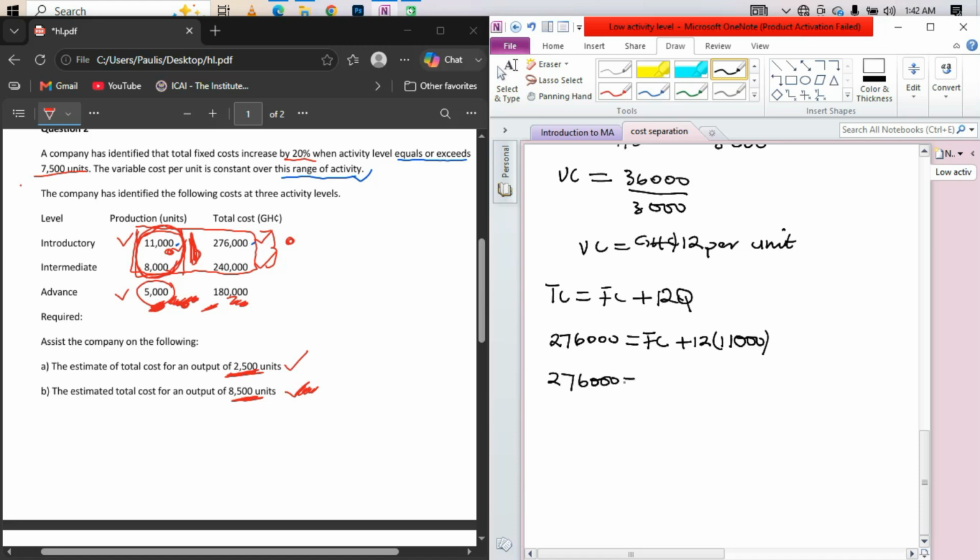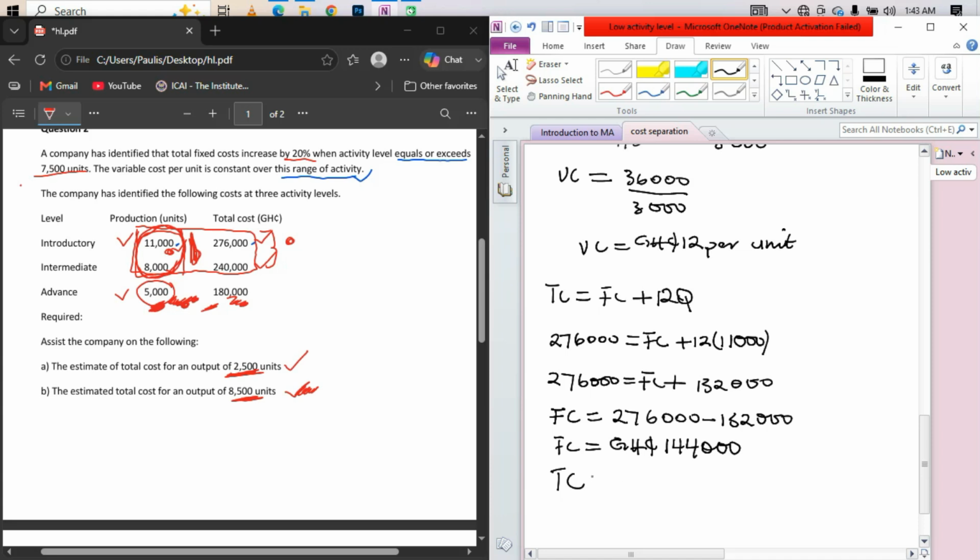276,000 is equal to fixed cost plus 132,000. So doing my change of subject, the fixed cost will be equal to 276,000 minus 132,000. My fixed cost is equal to 144,000. So anytime that we are operating above the range, what will be our cost function?